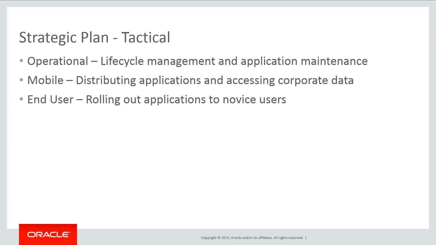Second is mobile. This is new. This is distributing applications to mobile devices and allowing access to enterprise data from these mobile devices. What do you have to consider and what do you have to do? And finally, the last thing is about the end users. Some of these users will be getting these applications for the first time. How do you get them to start using them?